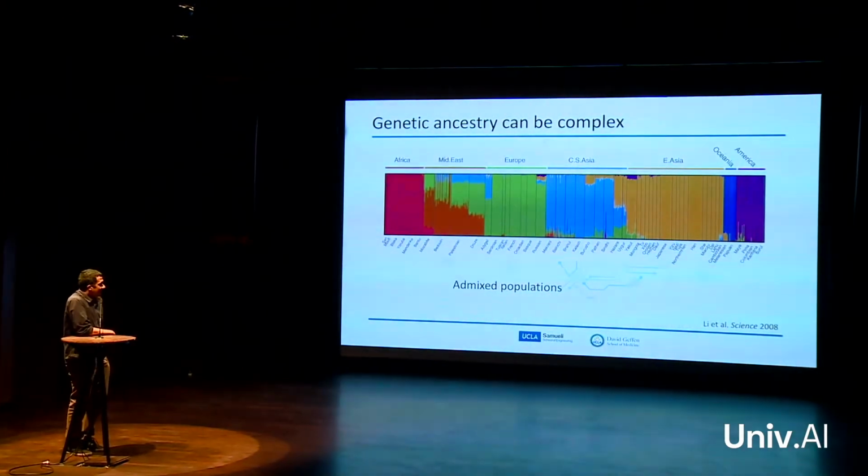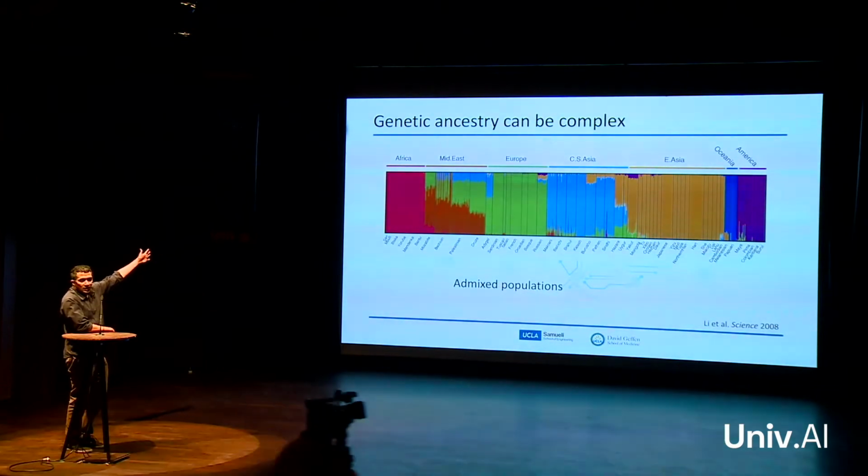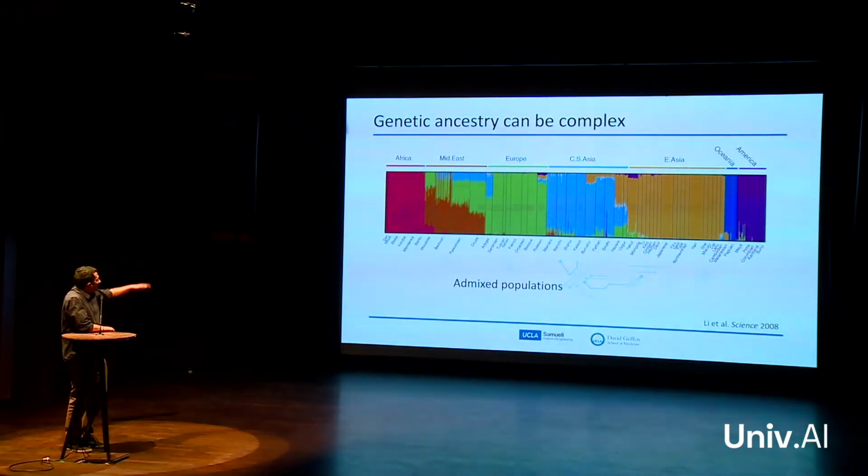So this was a study that happened 10 years back. What this study did was take genomes of a bunch of different people from all over the world. There were about 1,000 genomes from different parts of the world, from Africa, Europe, Central Asia, East Asia, and so on. You just take the genetic data and run some kind of clustering algorithm. You can run different kinds of clustering algorithms. And what you see here is every vertical line tells you which cluster this individual was assigned to.